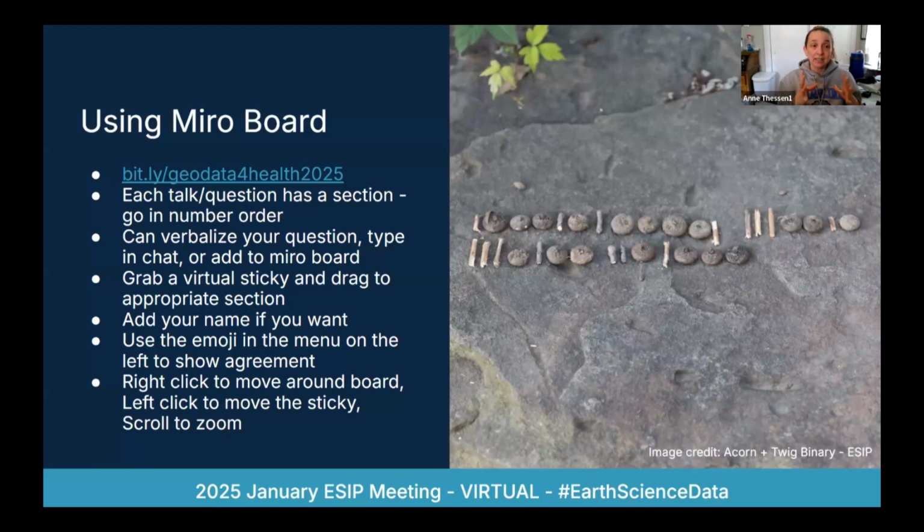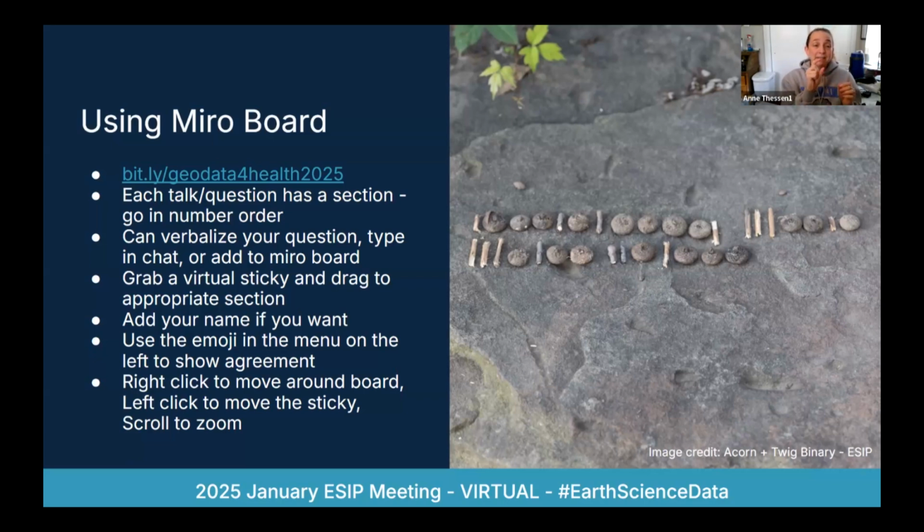Each talk or question has its own section, so go in order. There are arrows, and there's step 1, step 2. You can verbalize your question if you want to; we have a small enough group that we can do that. You can type your question in the chat, and I will do my best to keep up with everything, or you can just add it directly to the Miro board, and we can take the time to discuss it, since the full 30 minutes of my session got blown up.